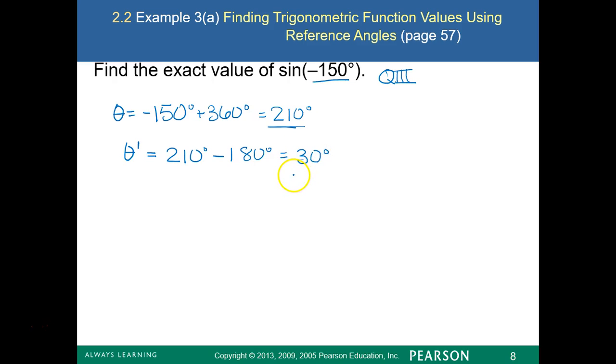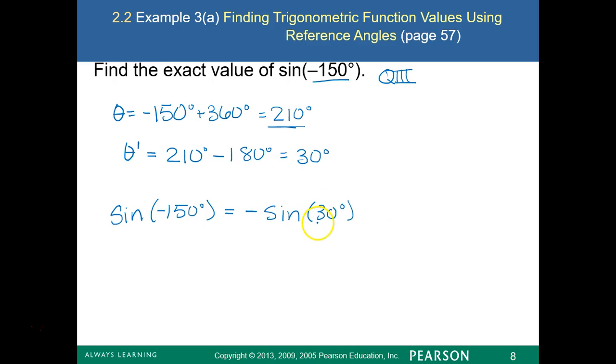See, I told you, all these special angles are going to come about as your reference angles. It's going to be either 30, 45, or 60 degrees. All right, so sine of negative 150 degrees is equal to negative sine, because we're in the third quadrant, of 30 degrees.